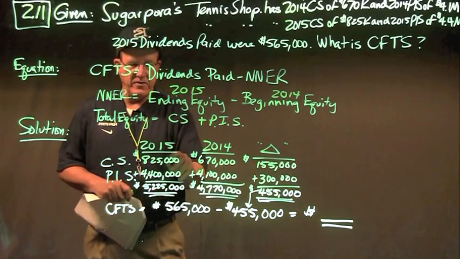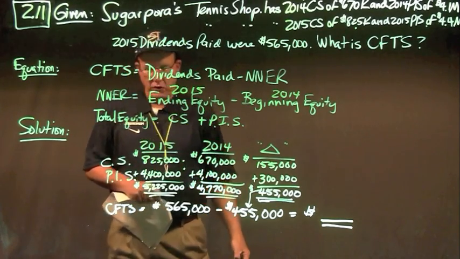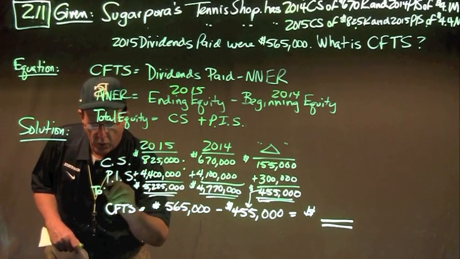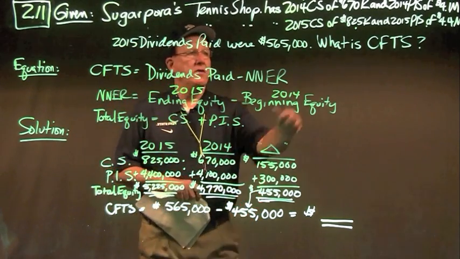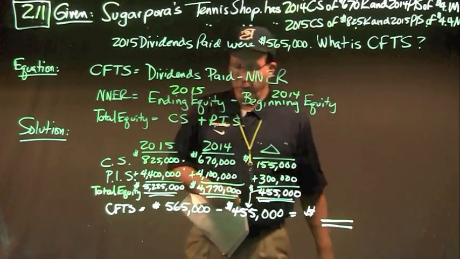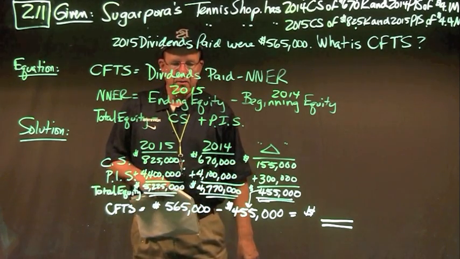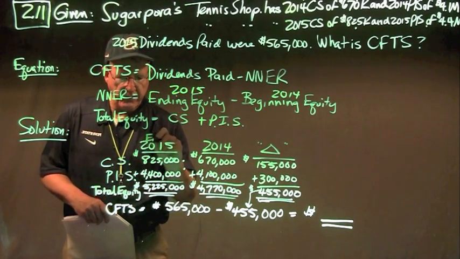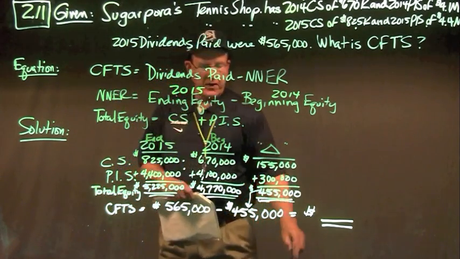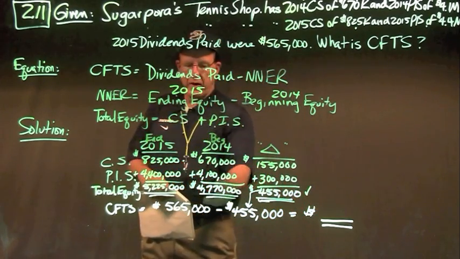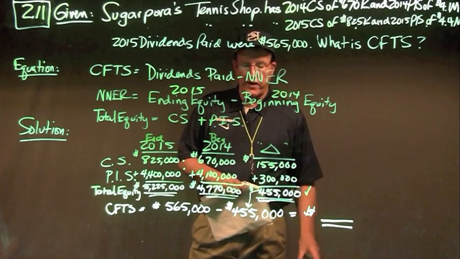For 2015, it's $825,000 plus 4.4 million. I get a total of 5,225,000 total equity. For 2014, I take my 670,000, I add to that my 4.1 million, and I get 4,770,000 for total equity 2014. So my ending equity 2015 minus beginning equity 2014 gives me a delta of $455,000. My equity increased from 2014 to 2015 by $455,000. That's my net new equity raise year over year.